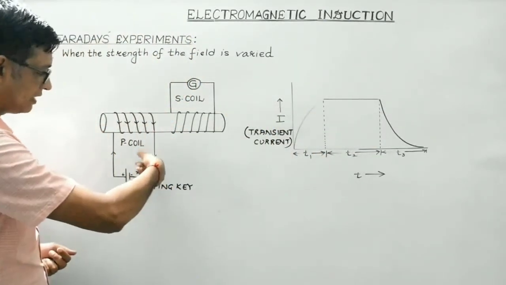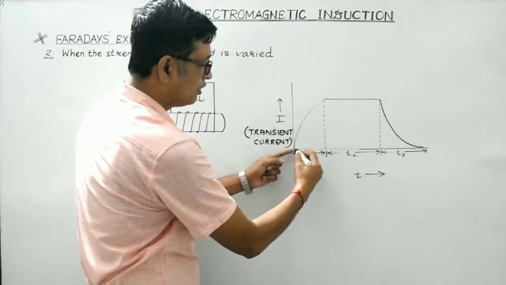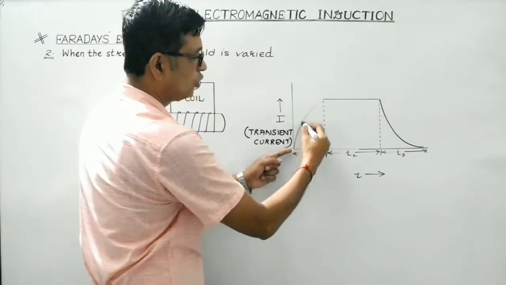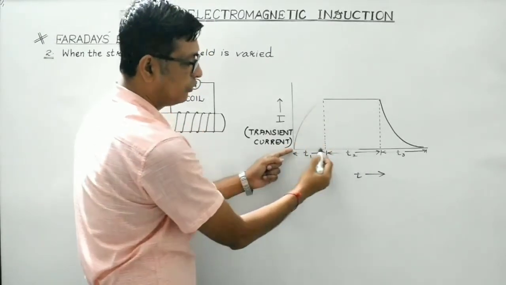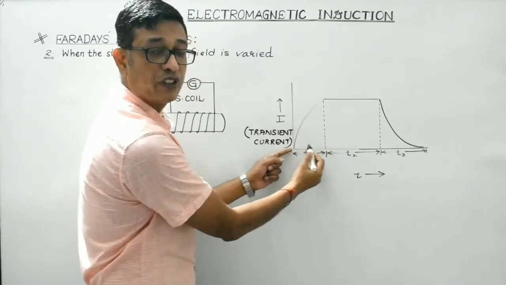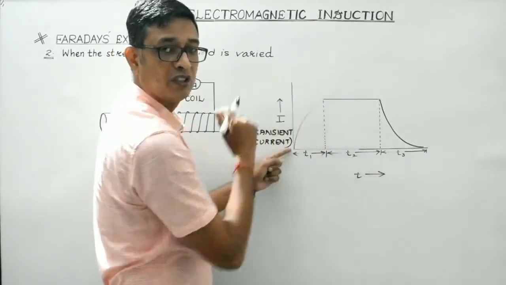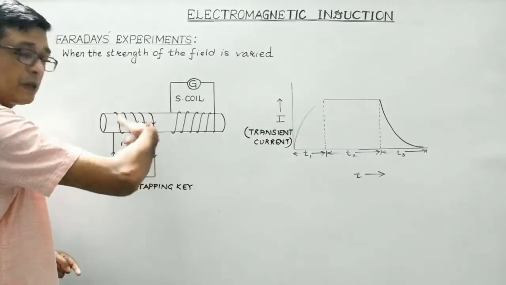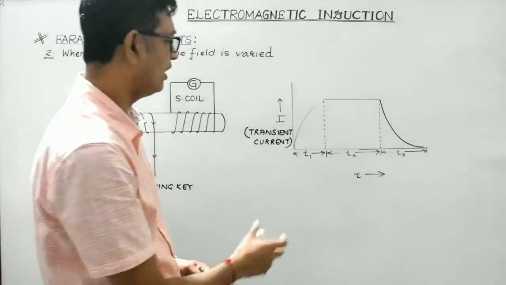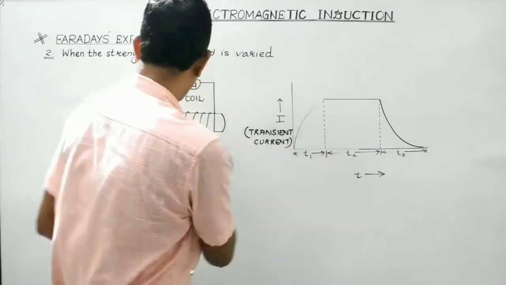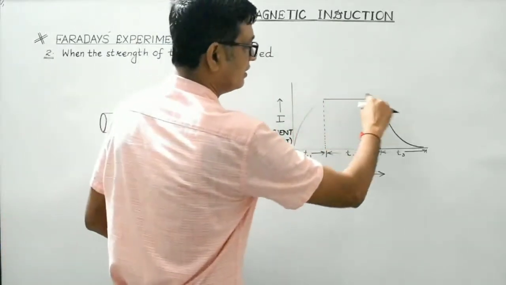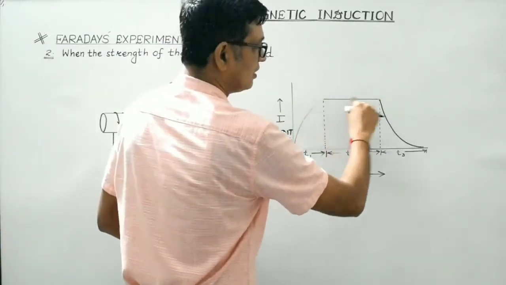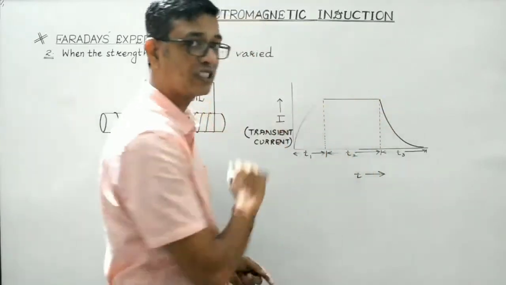So as the tapping key is pressed, the current grows from 0 to its maximum value, right? T1 is the time period during which the current in the P coil grows. If the tapping key is kept pressed, then more or less after time T1, the current in the P coil will become steady. This is the steady current, meaning constant current.